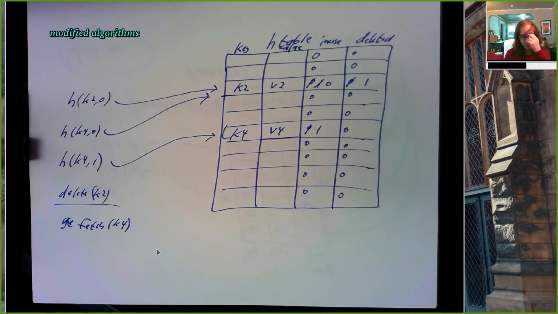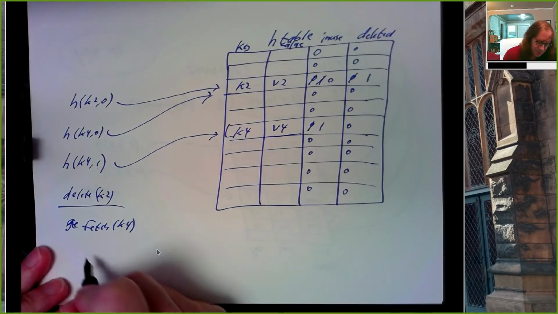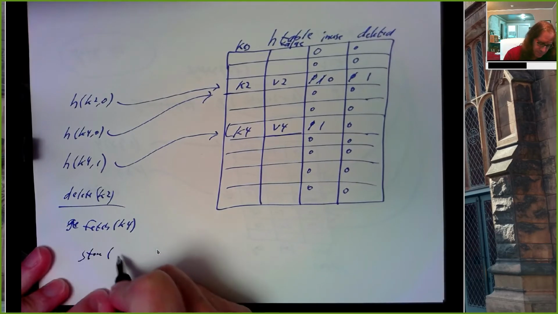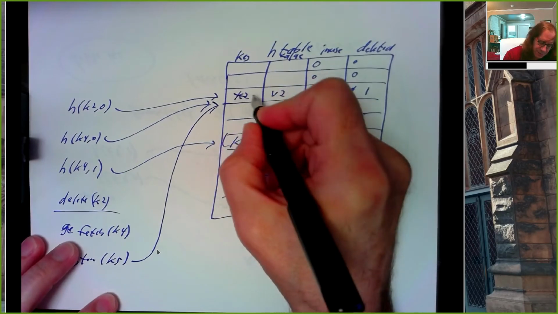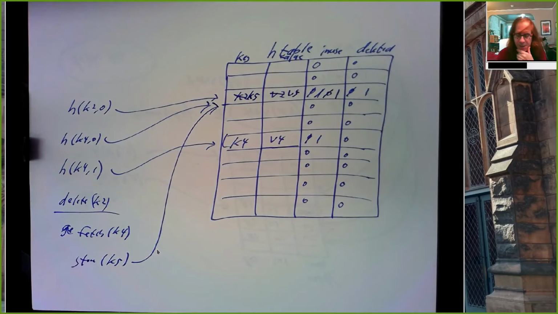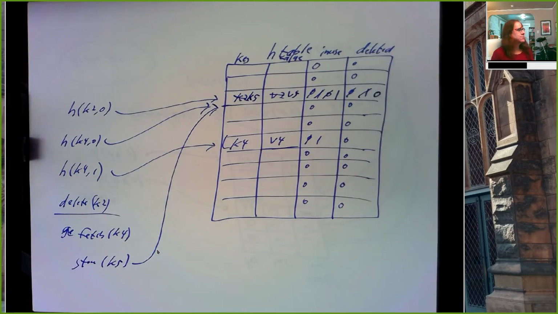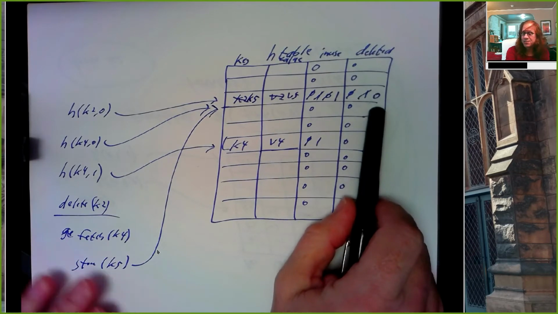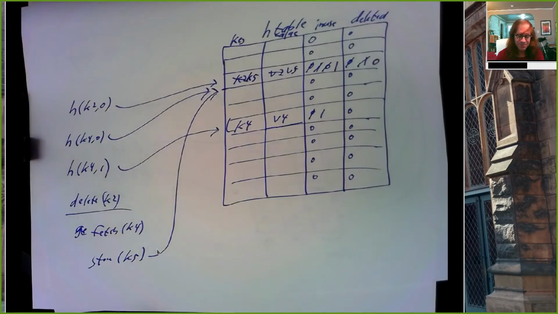So we could set deleted back to 0 when we use a node. Let's say we store K5, and let's say that maps over to here. We would store K5, store value 5, and say it's in use. You could set the deleted back to 0 just to be clear, but if we look at the algorithms we're about to write out, if a node's in use, we're going to assume it's not deleted, right? So we would have something like this.